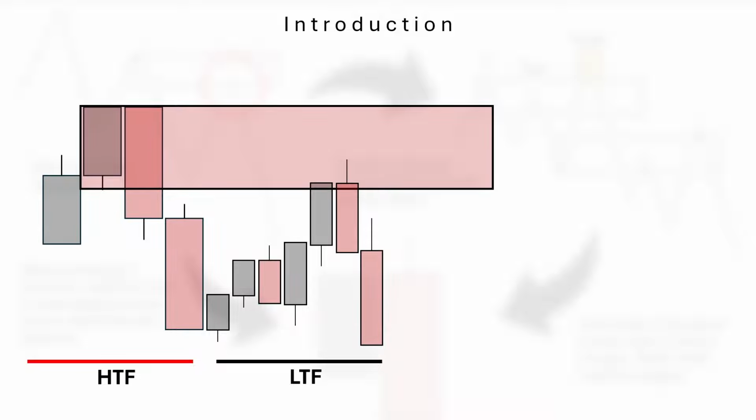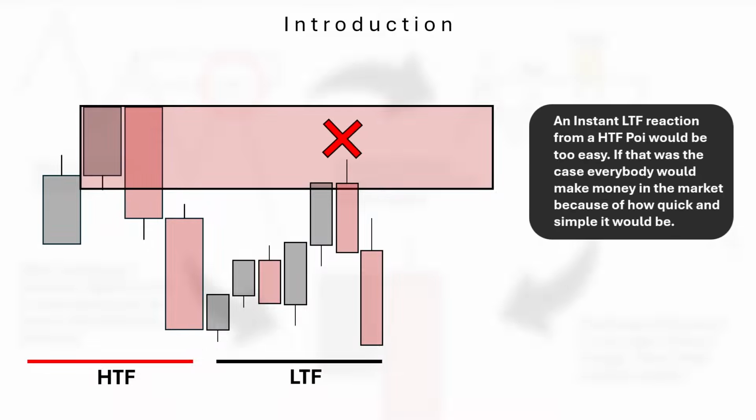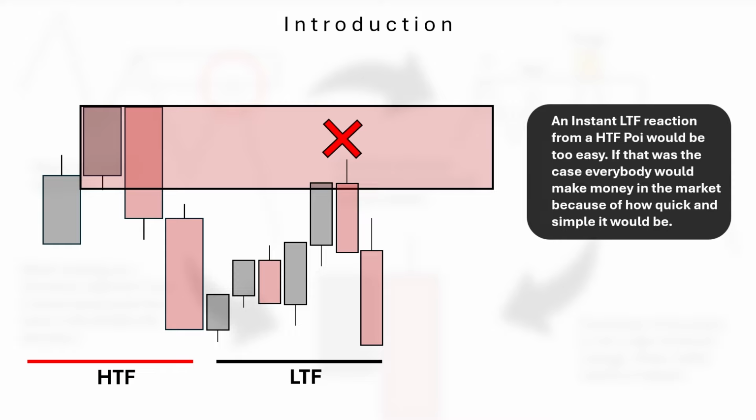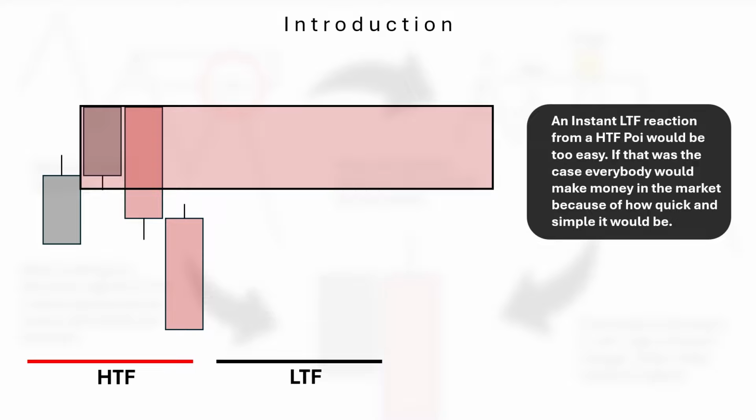And if you ask yourself, how often does this actually happen? How often does price on the lower time frame touch the higher time frame order block and instantly reject? Very rarely. And why is that? An instant lower time frame reaction from a higher time frame point of interest would be too easy. If that was the case, everybody would make money in the market because of how quick and simple it would be. In reality, price doesn't just reject from a higher time frame order block instantly.